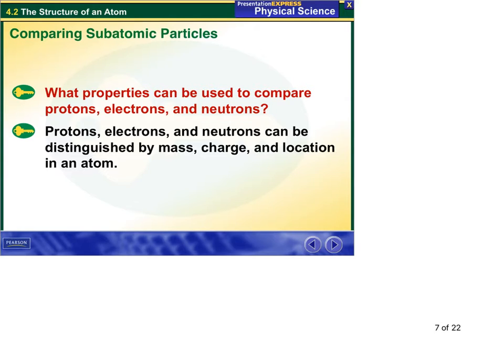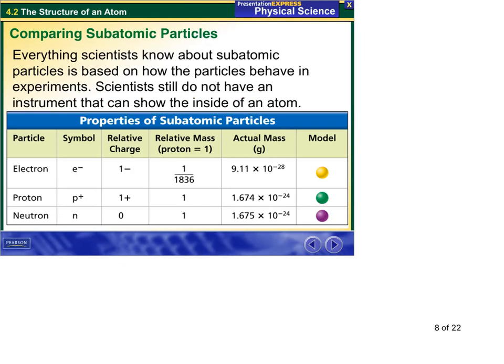Another key question, what properties can be used to compare protons, electrons, and neutrons? They can be distinguished by mass, charge, and location. This chart shows you this information. So you've got the 3 particles.